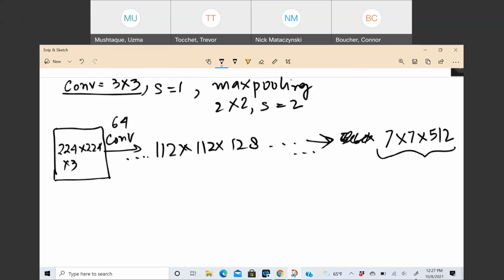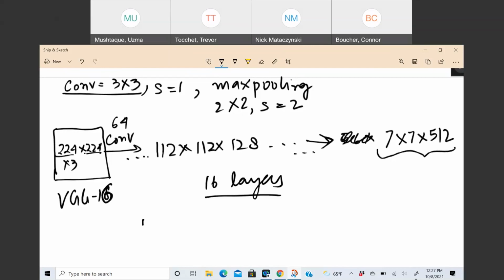So we are down from 224 by 224 to 7 by 7 by 512, just by having more layers. And to be precise, if we are talking about VGG16, 16 refers to the number of layers. So you'll have 16 layers here. And what they show in the paper is that they train networks from sizes like 11 layers up to 19, and then they find that the 16 layer network performed the best. And so that's why they chose VGG16.